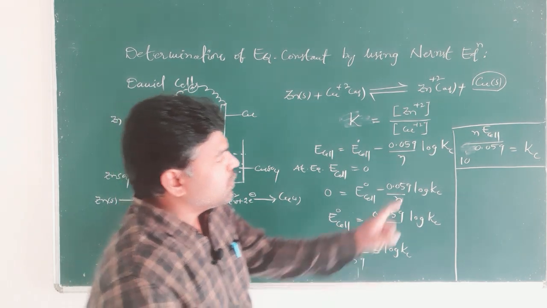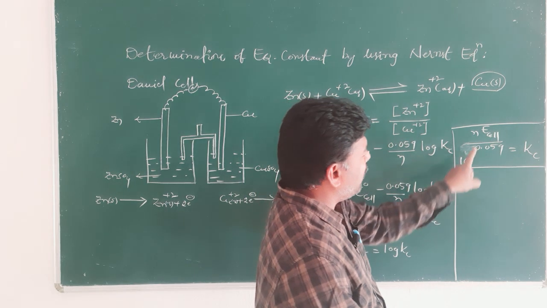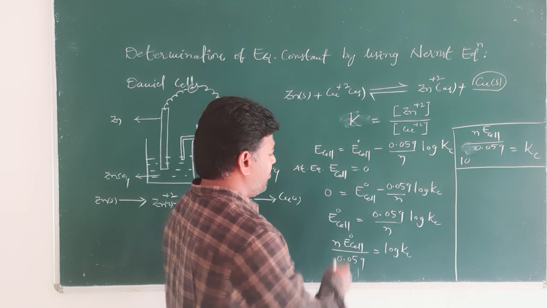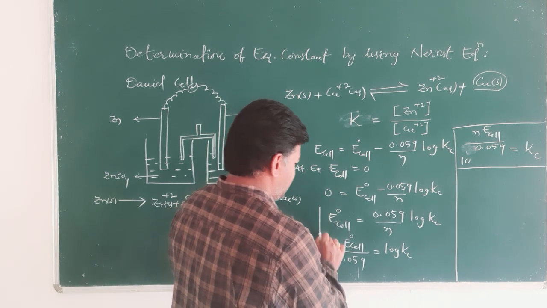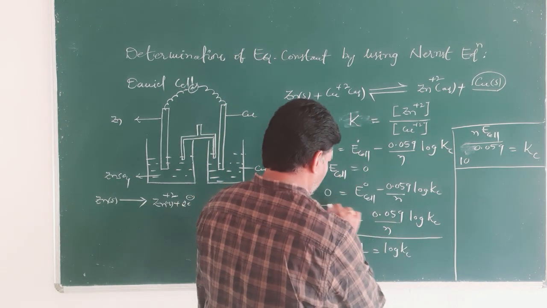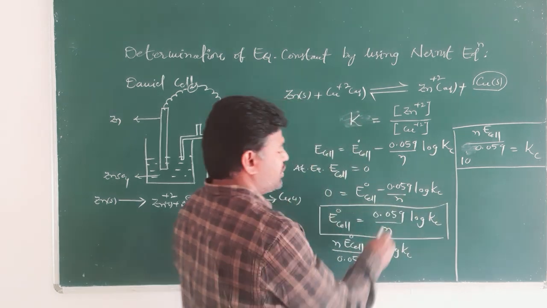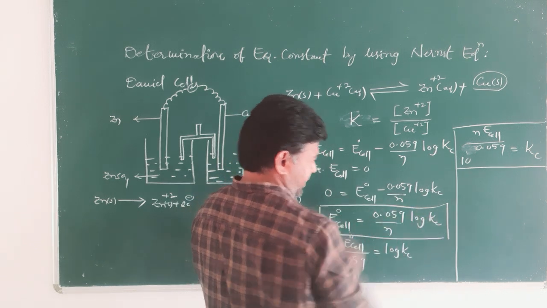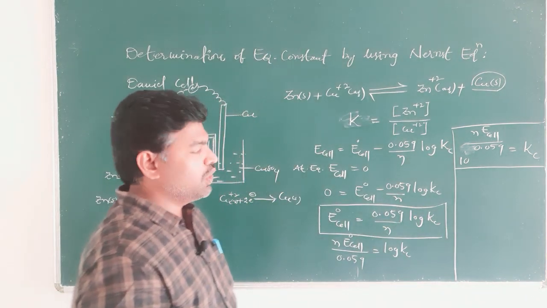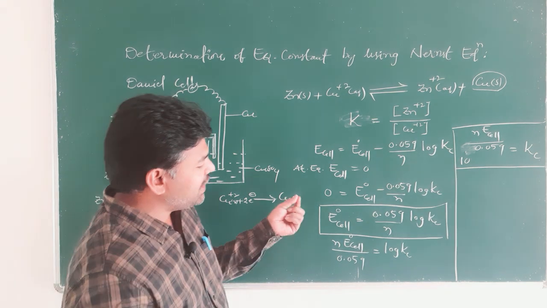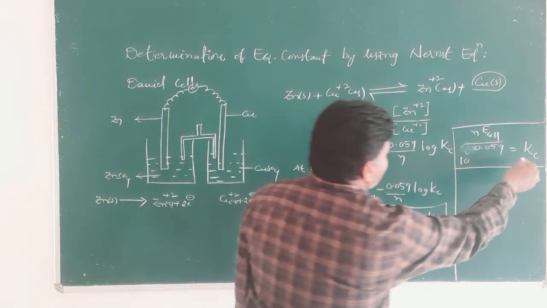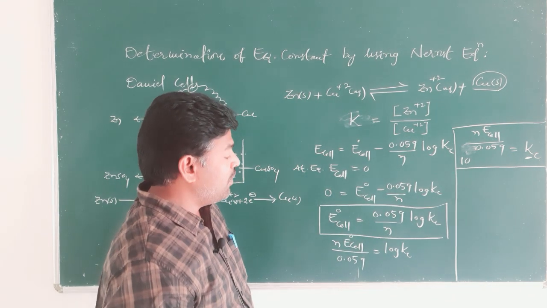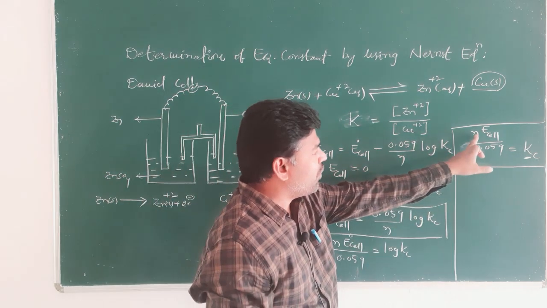Okay. So, Kc is equal to 10 power n E cell by 0.059, or more simply we can write E naught cell is equal to 0.059 by n log Kc, right. So, we can calculate the equilibrium constant Kc from this equation, provided we know the number of electrons transferred.